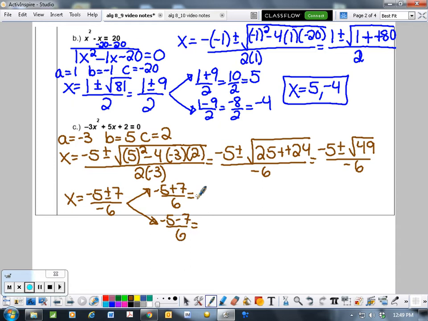So this is going to be 2 over -6, which reduces to -1/3. Ooh, almost messed up. And this is going to be -12 over -6, which is a +2. So now we have our x values, -1/3 and +2.